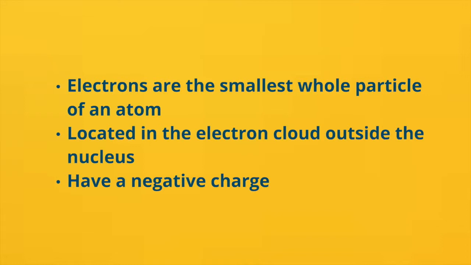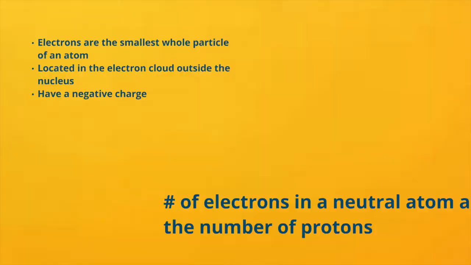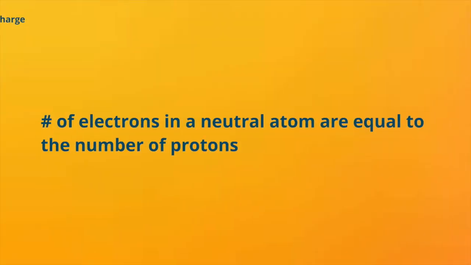These electrons are located in an area outside the nucleus called the electron cloud. And as you remember from the atom video, they have a negative charge that counterbalances the positive charge of a proton. The number of electrons in a neutral atom is equal to the number of protons.